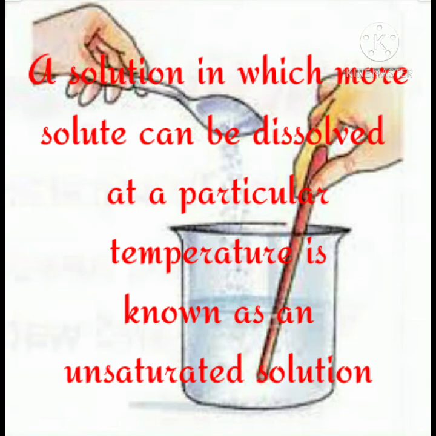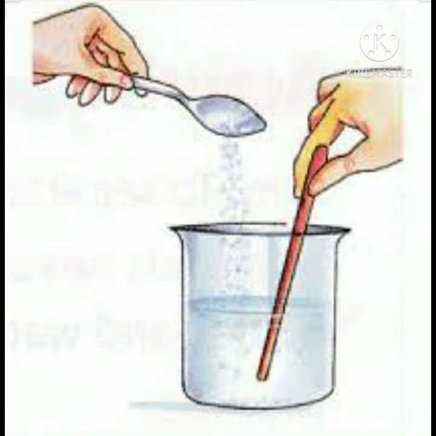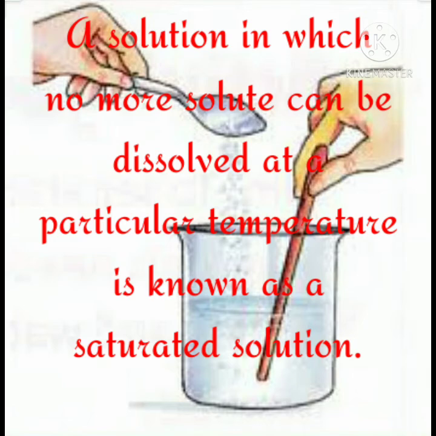So, an unsaturated solution can dissolve more of the solute at a particular temperature. Now, I add 1 spoonful, 2 spoonfuls. I keep on adding. Now, suppose I reach 10 spoonfuls. Then what happens? Even after stirring it, you will find that some salt is left at the bottom of the glass. That means no more salt can be added to the water now. Now, this solution is called a saturated solution. So, a saturated solution is a solution in which no more solute can be dissolved at that particular temperature.